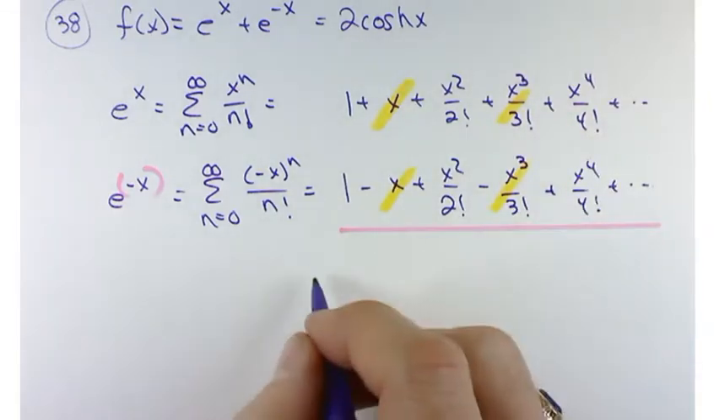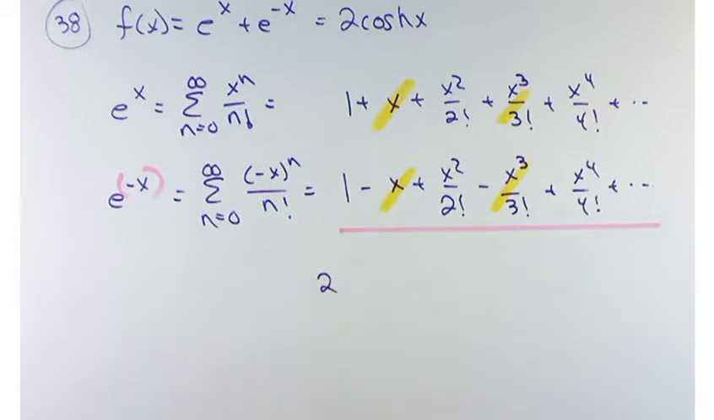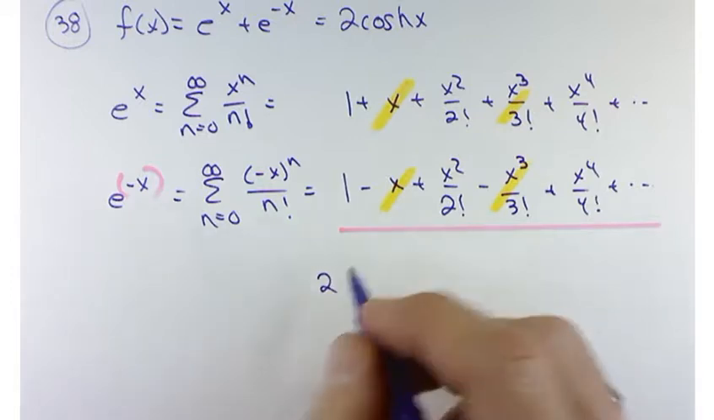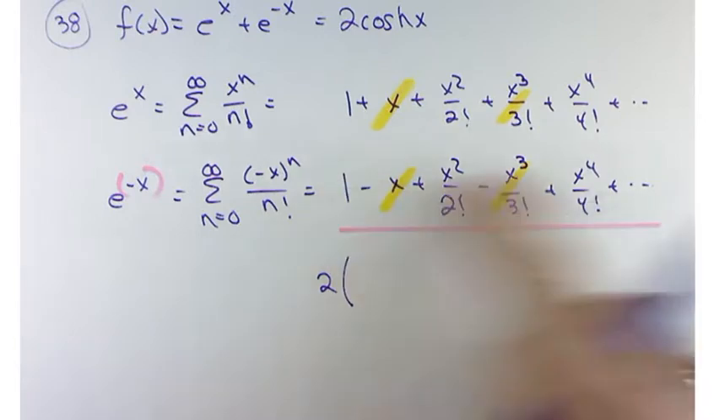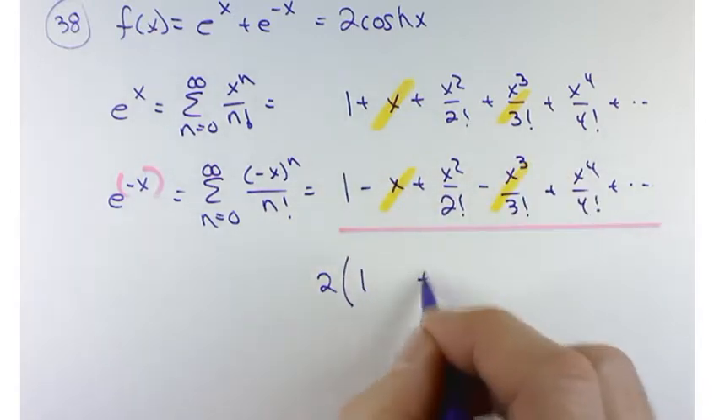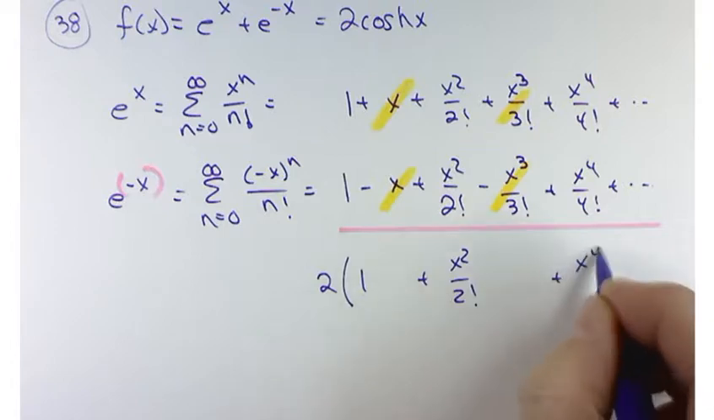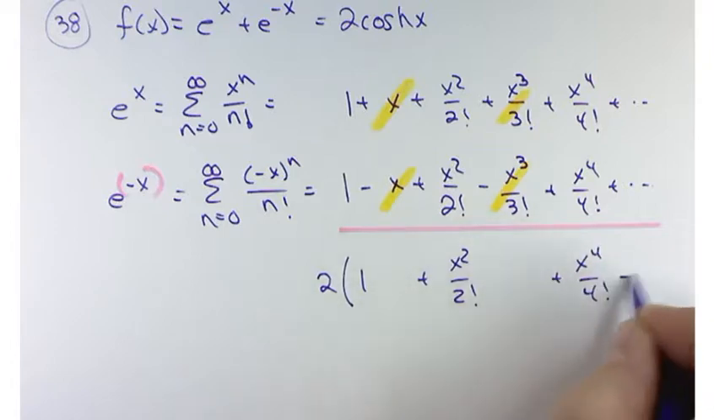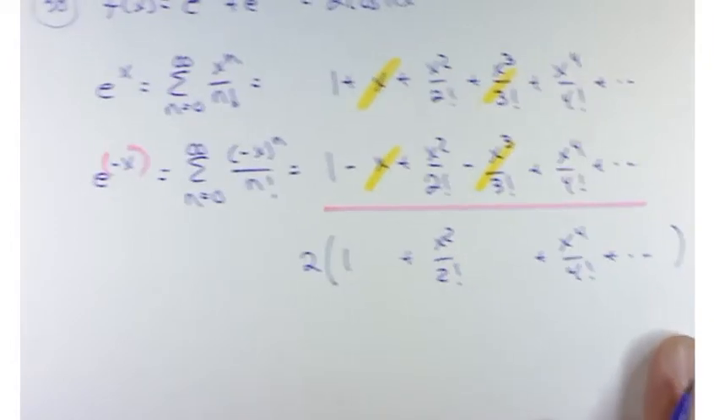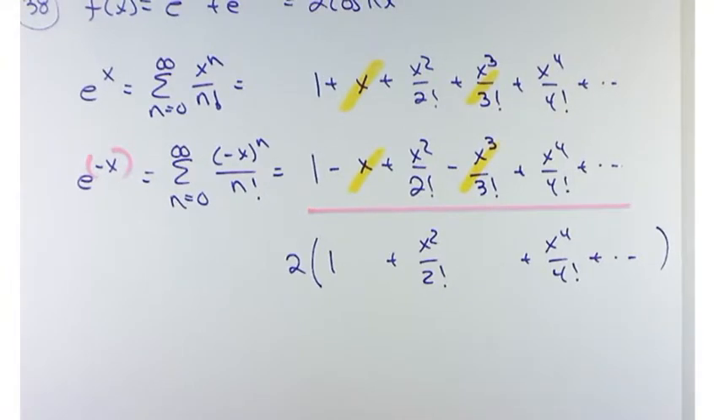So let me write this in a very clever way. Let's just write that that's twice 1 plus x squared over 2 factorial plus x to the 4th over 4 factorial, and so on. Nice. That wasn't so bad.